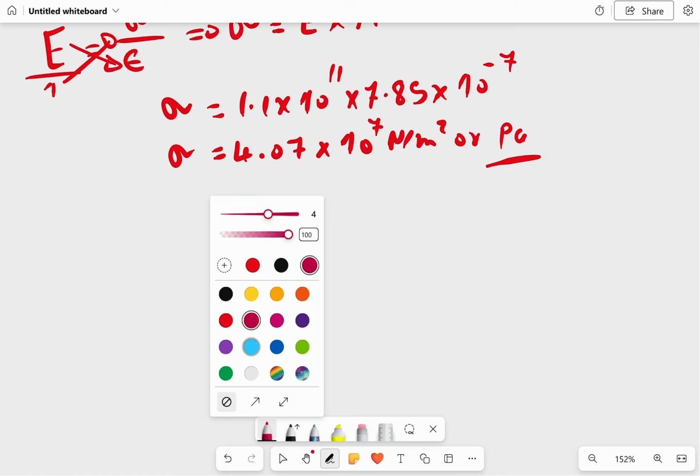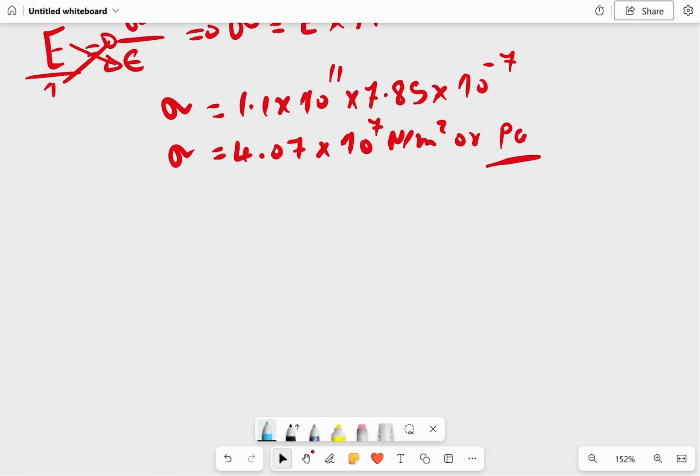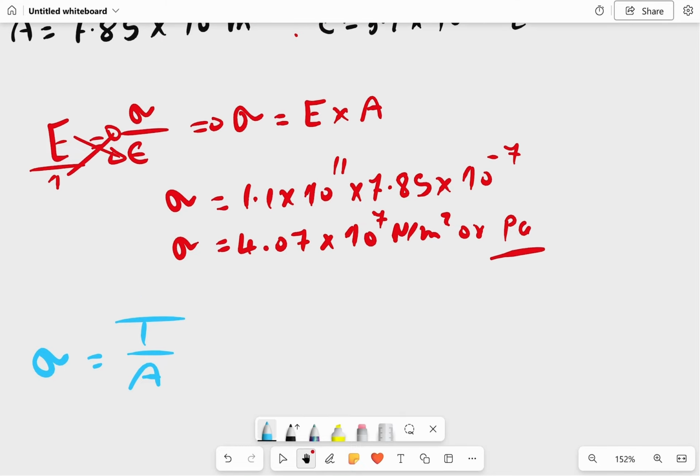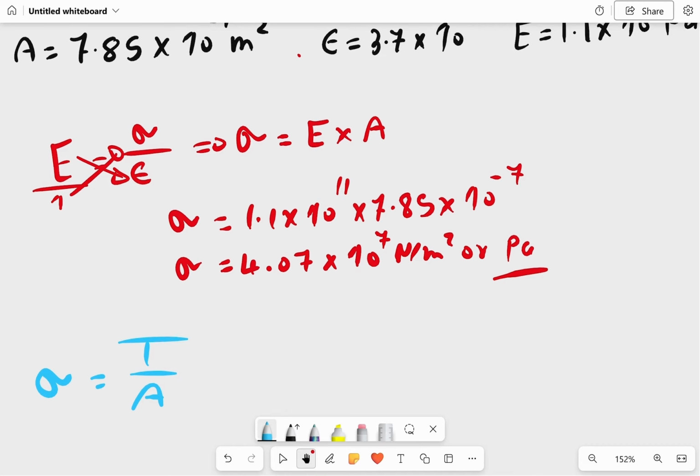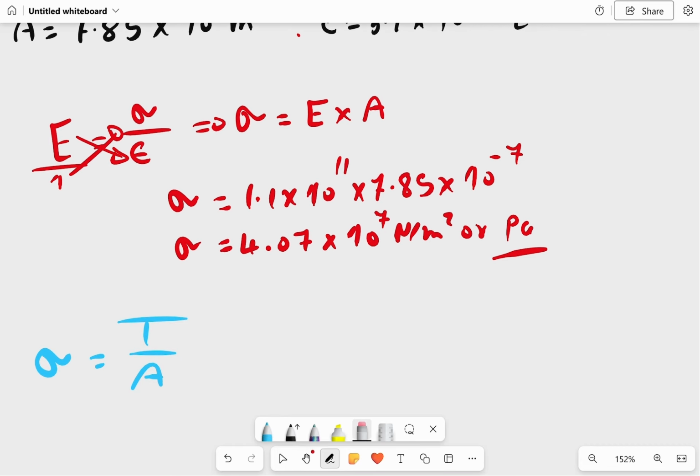Okay, so tension is equal to what? Stress is equal to what? Is equal to tension over area. Tension over area. Do I have tension? Yes, I have. Okay. Just a mistake here, guys. This is not area. Sorry.